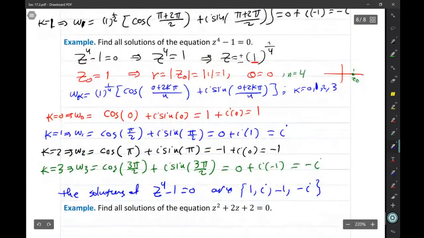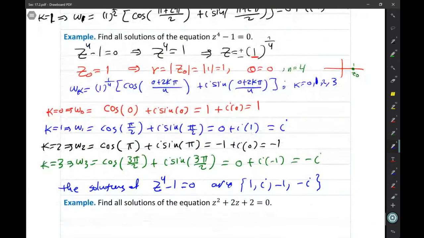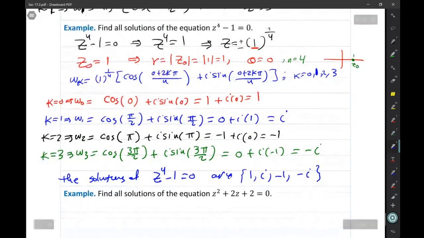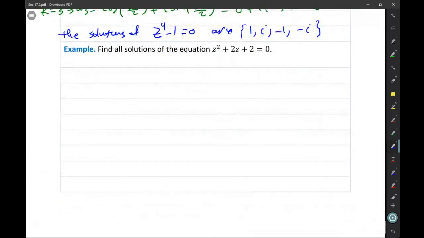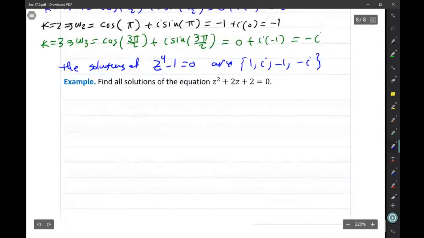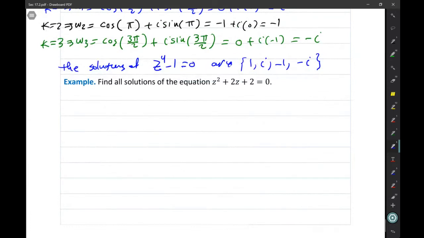Okay. Any question here? Okay, let's see the last example. It says find all solutions of the equation z squared plus 2z plus 2 is equal to 0.